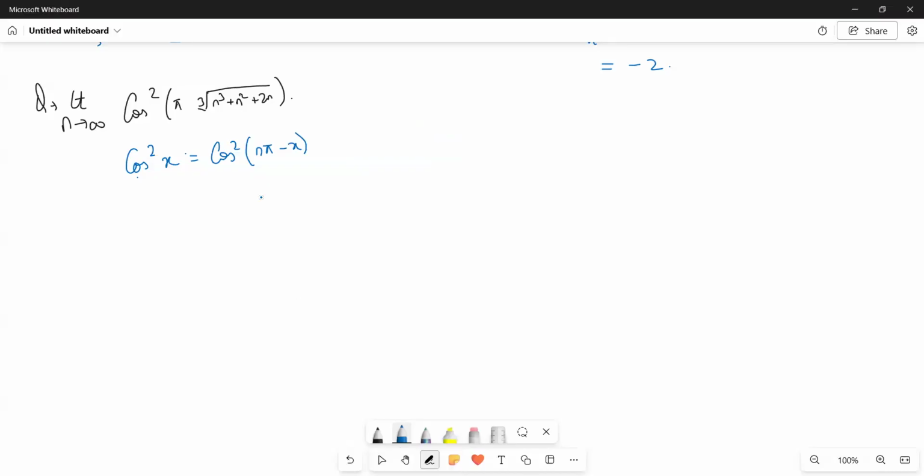Okay. So using this relation, what we do is we write the limit as n tending to infinity of cos square of n pi minus pi times cube root of n cube plus n square plus 2n. This is a step which is critically important. This is how you should think in the exam, which is why we are doing it now.